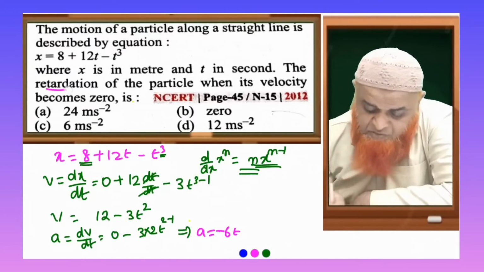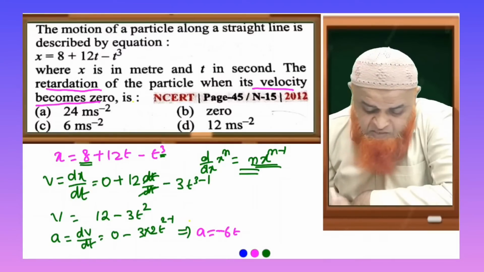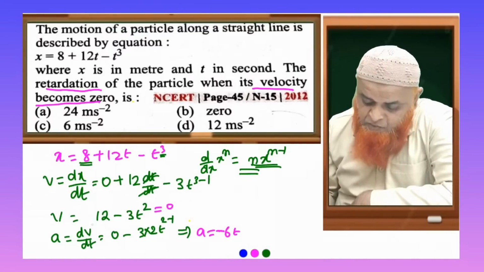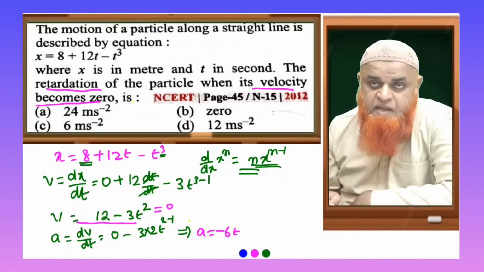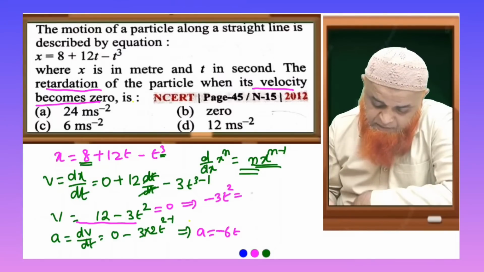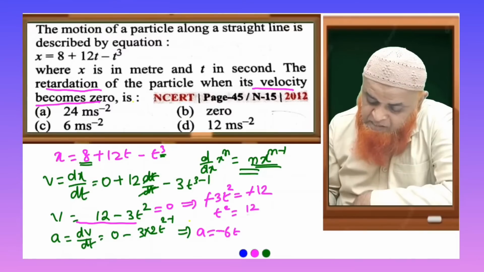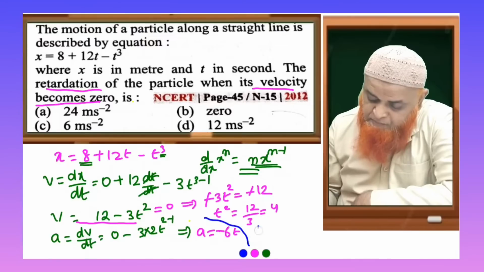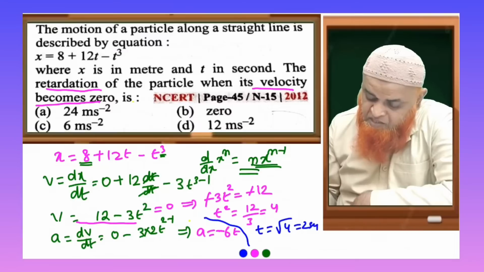But in the problem, if you observe, find the retardation when the velocity becomes 0. That means you have to consider the velocity equal to 0 here. The velocity which you are getting is taken as 0. So minus 3t square is equal to minus 12. Minus minus cancels. So t square is equal to 12 by 3, which is equal to 4. Then you have to find t. T is root 4, which is equal to 2 seconds.